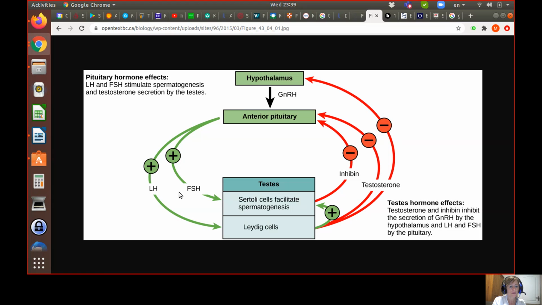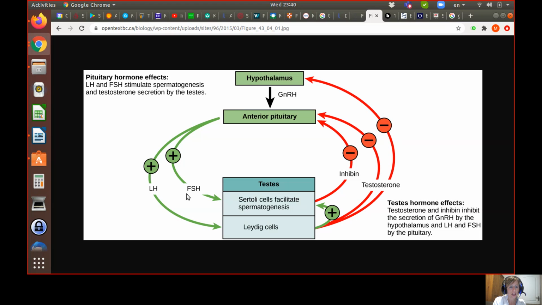What's FSH? Right, that's the follicle stimulating hormone. It causes sperm production in men and follicle development in women. And LH, what's that? The luteinizing hormone. That's also a reproductive hormone in both men and women, and it causes testosterone production in men and, guess what? Ovulation and lactation in women.